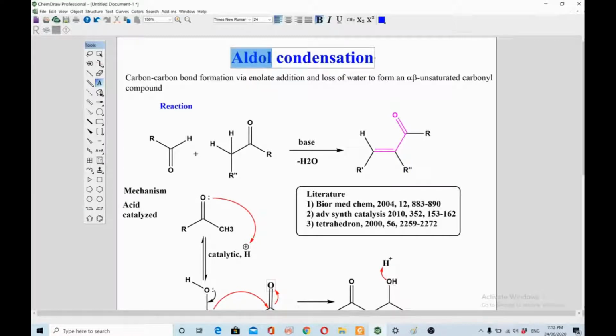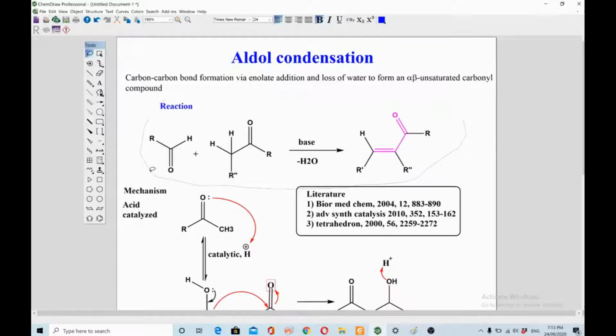So this is the definition of this reaction: carbon-carbon bond formation via enolate addition and loss of water to form alpha beta unsaturated carbonyl compounds. The reaction can be stopped at the aldol point, but then later on the OH group is dehydrated and the double bond is formed. As you can see, this is the reaction of aldol condensation.